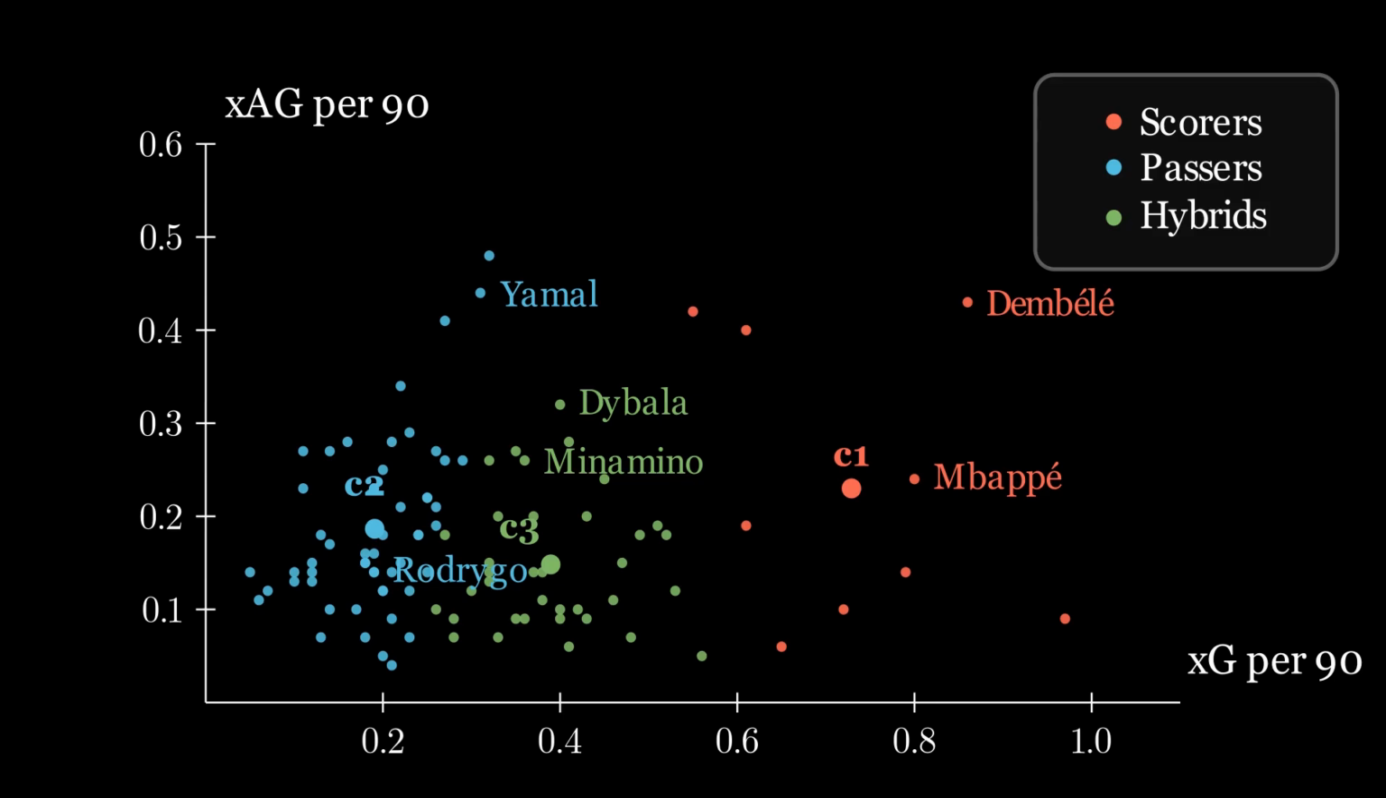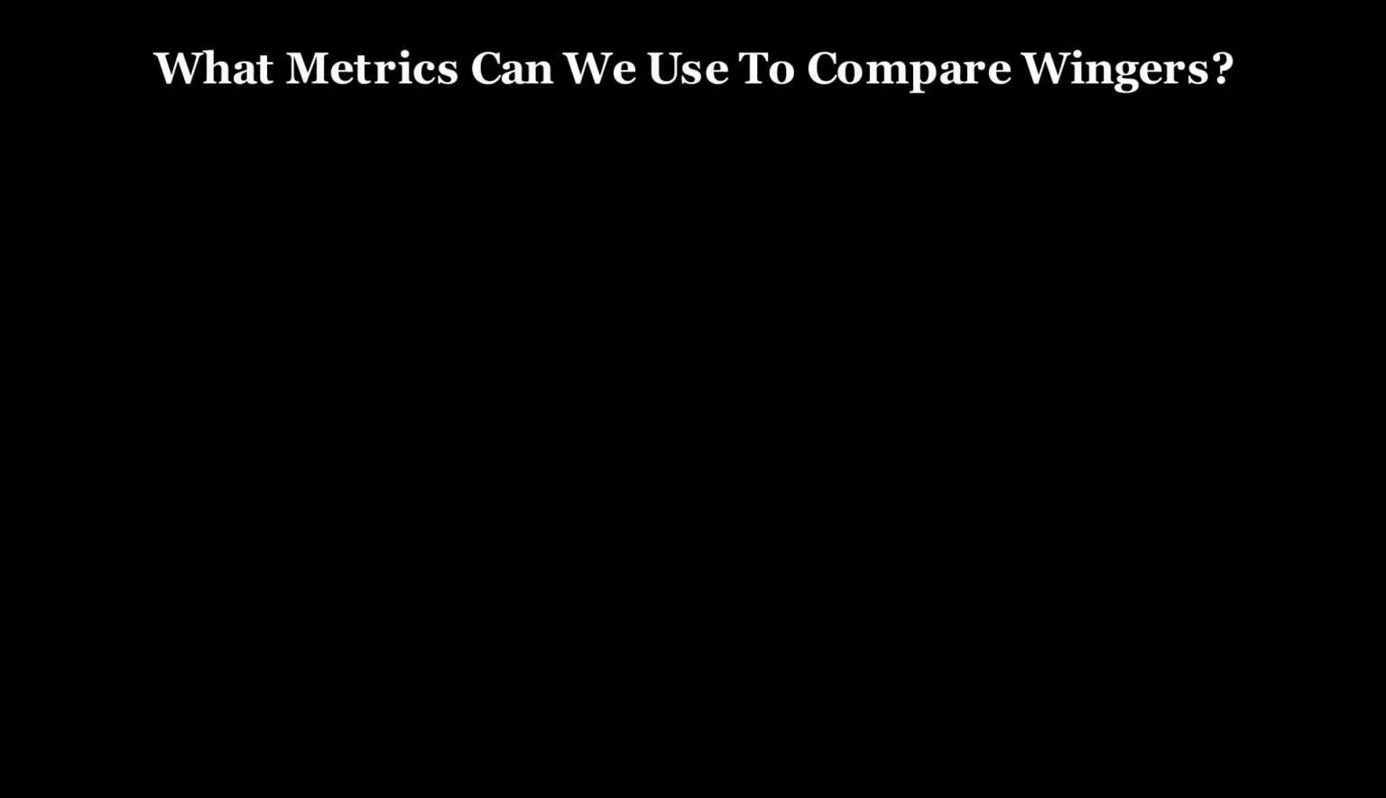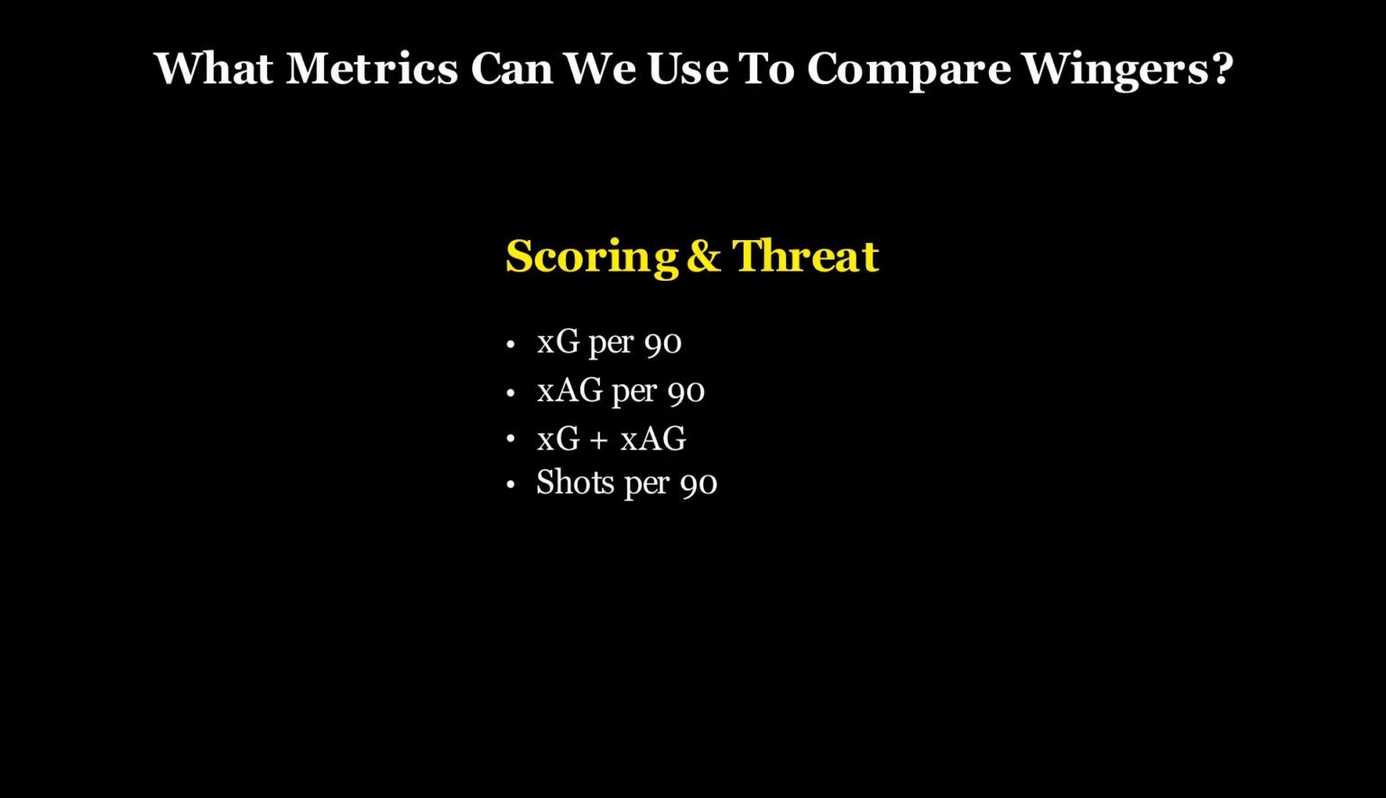To really understand why these players are different, we need to look at the underlying metrics that actually define their roles. So let's take a step back and talk about the features we're clustering on. To really tease out the different types of wingers, we need to look at many dimensions of performance, not just one or two stats. First, we have scoring and attacking threat, metrics like expected goals, expected assists, and shots per 90. These capture how directly a winger contributes to goal scoring.